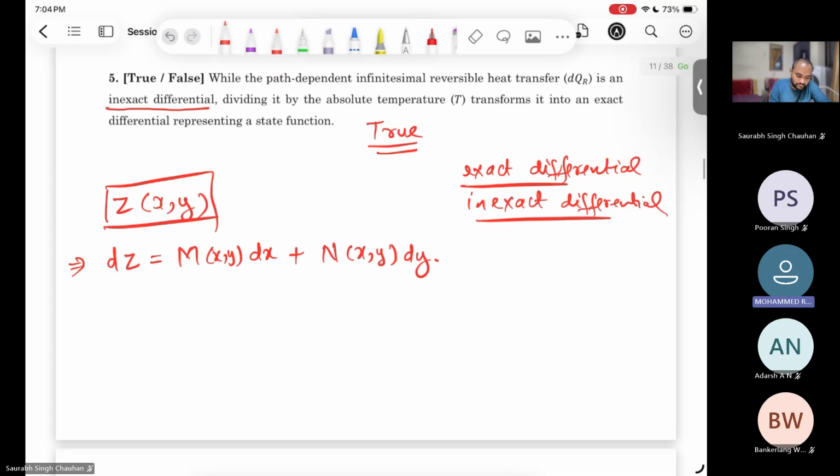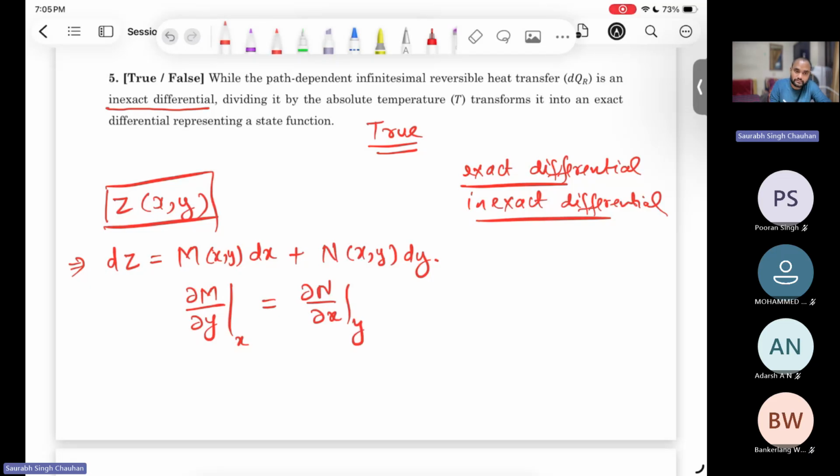So del M by del y at constant x should be equal to del N by del x at constant y, right? Right, sir.